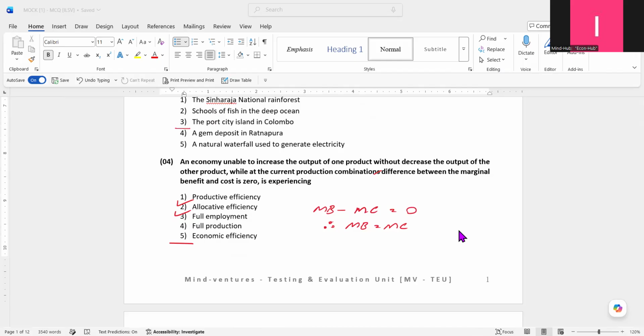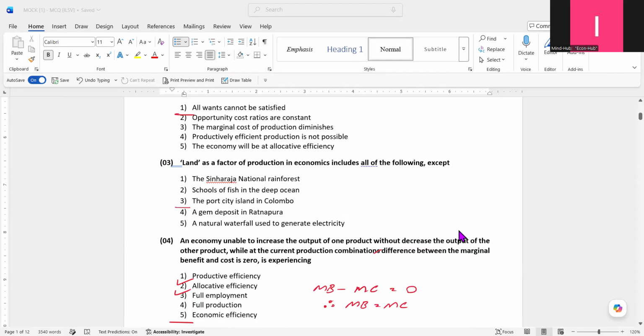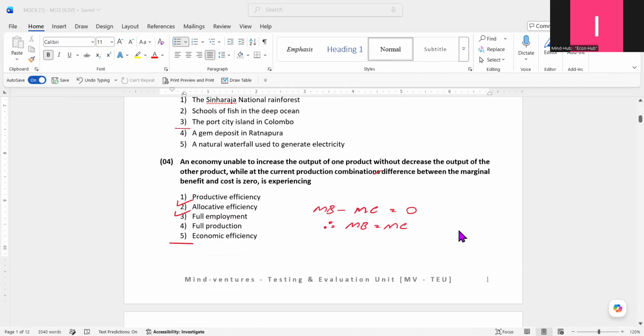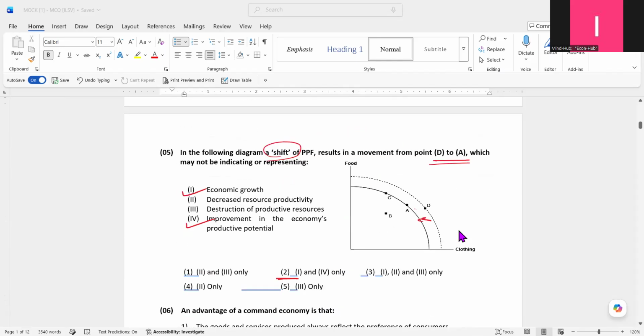Right. So I'm going through these questions quickly because I feel it's not that difficult for you to eliminate the other answers and end up with the correct answer. Question 5. In the following diagram, a shift of PPF results in a movement from point D to point A. So you can see the curve has shifted and we have gone from point D to point A.